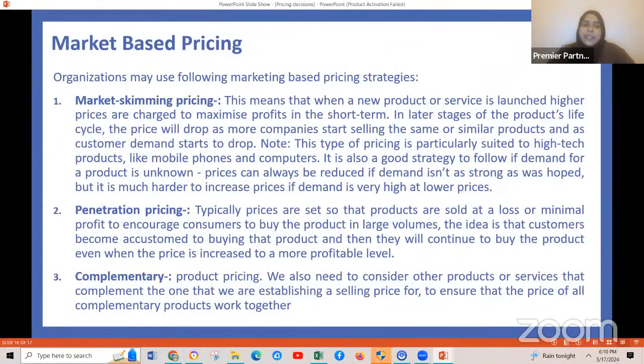Then market-based pricing, you have market skimming, where you start off with a very high price, especially if you have a unique product. And then after you enter the market, you gradually reduce your prices, especially when competitors are starting to come in. Penetration pricing is when you start with a very low price and then you start increasing. Complementary pricing is when you're selling two products together.